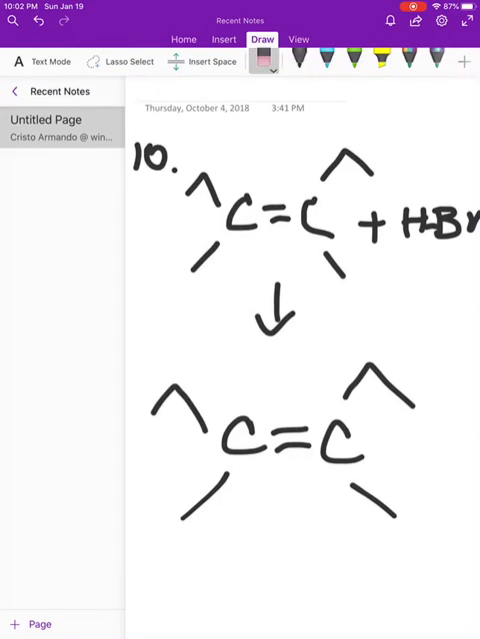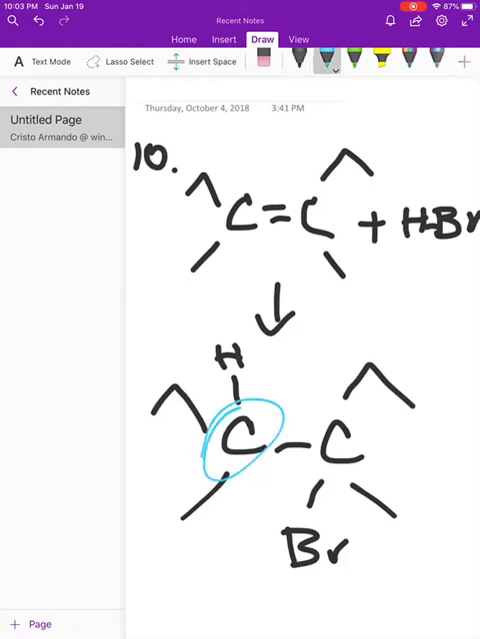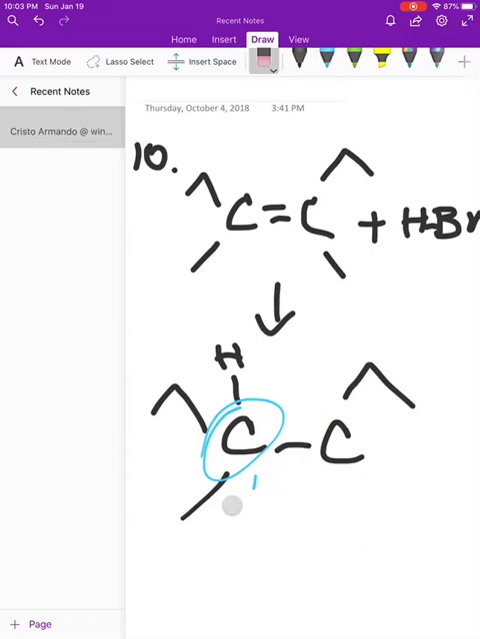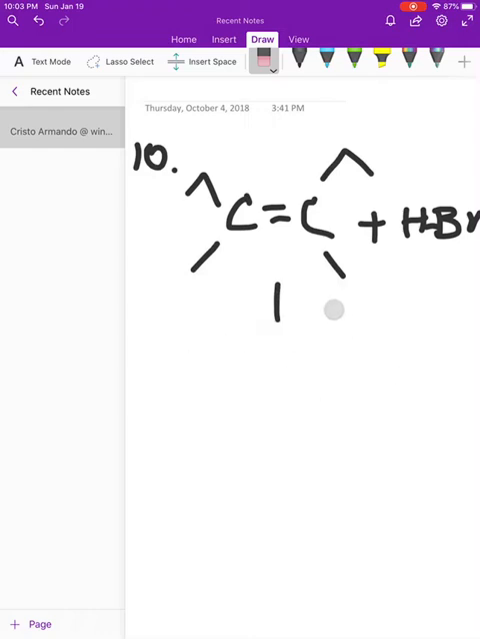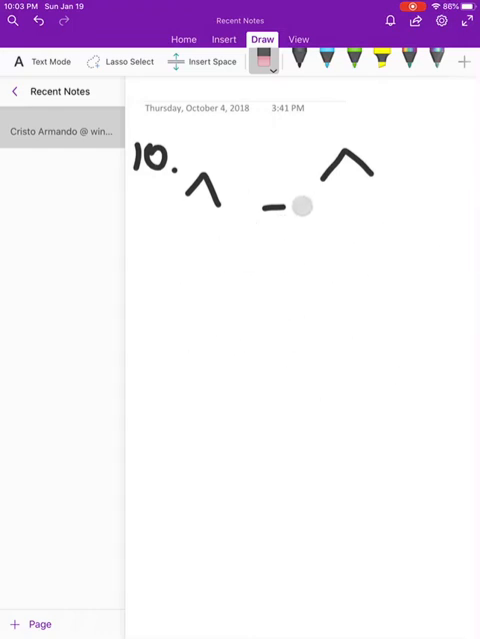I always keep on drawing this double bond here. And let's choose this side. So the important thing to note here is that we form two stereocenters from the alkene. So stereocenter number 1 here and stereocenter number 2 here. Alright, so those were the problems I wanted to review for organic 1 of the alkene reactions.